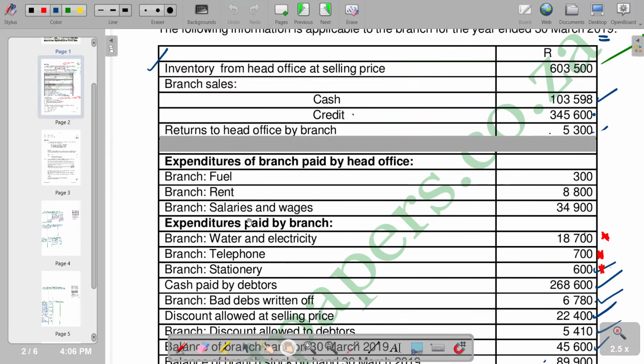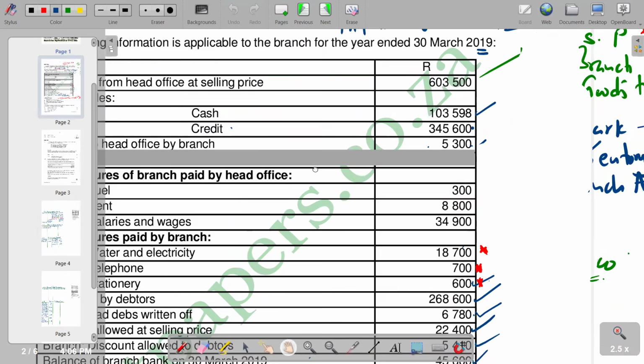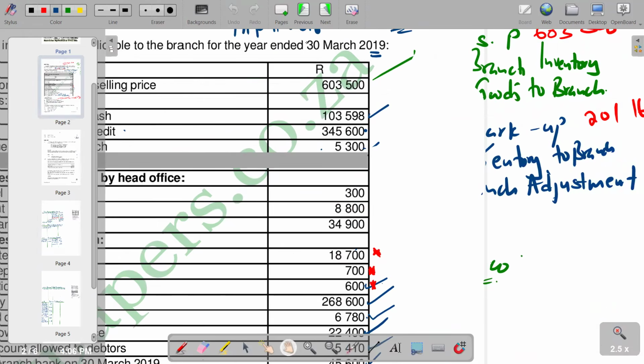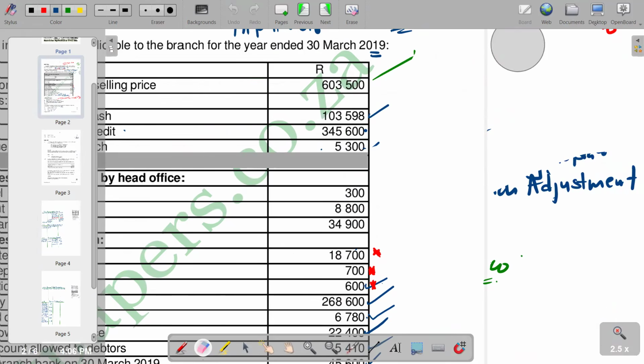So remember, if you go back to our items, whenever we've got goods moving from the head office to the branch, we are supposed to have the two double entries. And if they are moving from the branch to the head office as returns, we also have to have two double entries. If you check on these returns of 5,300, we did not include those and the second double entry. So on this part, we are going to calculate the markup value so that we do the second double entry.